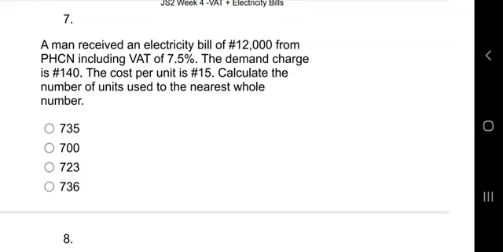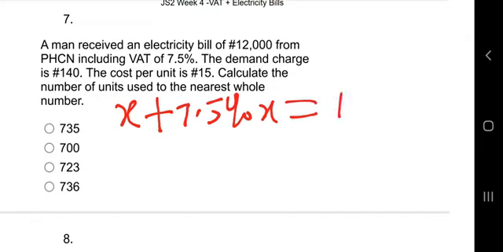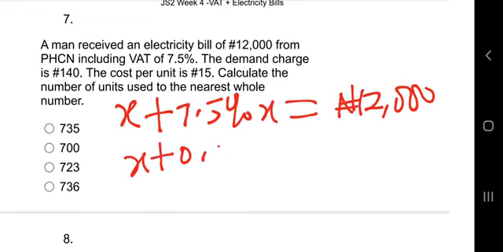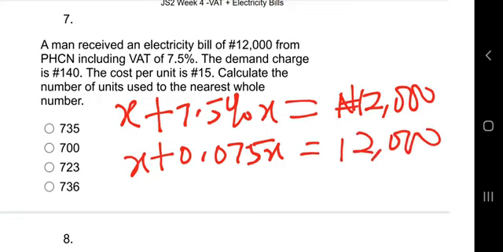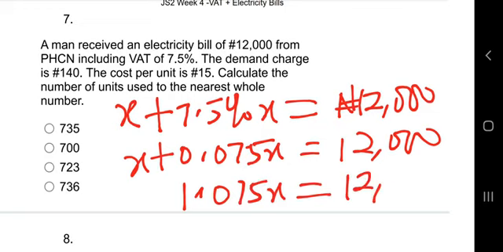So the first thing we need to do is calculate the cost of electricity without VAT. If the cost of electricity without VAT is X, then VAT will be added to it, that's plus 7.5% of this X, which will give us 12,000 naira. If you understand this, then we can calculate the value of X. So X plus 0.075X gives us 12,000. That is 1.075X equals 12,000. I hope I'm making sense.